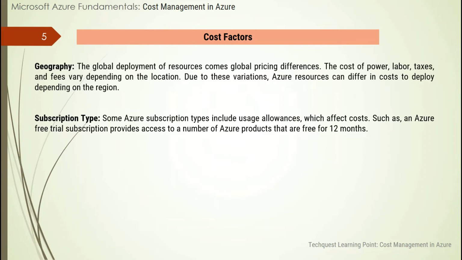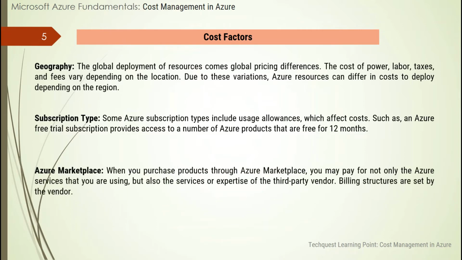For example, an Azure free trial subscription provides access to a number of Azure products that are free for 12 months. It also includes credit to spend within your first 30 days of sign up. You will get access to more than 25 products that are always free based on resource and region availability.